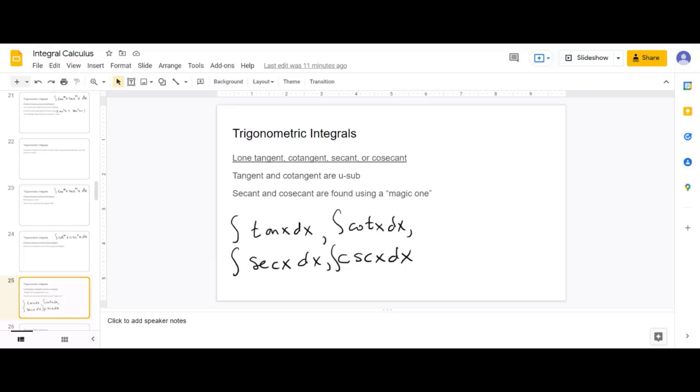Secant and cosecant are found using a magic 1. What does that mean? What happens when we multiply by 1? Well, nothing. So we multiply by 1 in a cute form, a special form that helps us solve the problem. And we'll see this in the breakout groups, actually. Hopefully we'll get to integrating secant x dx.